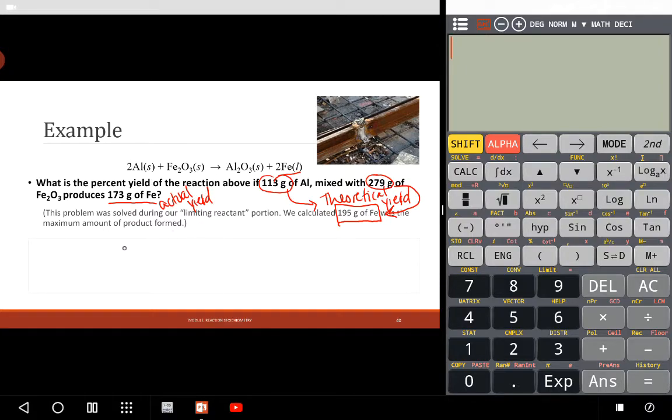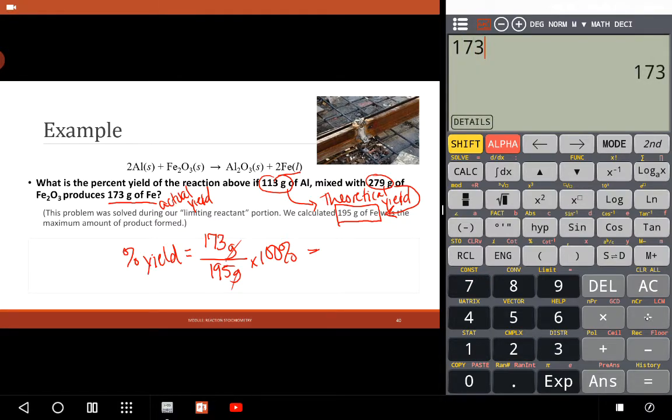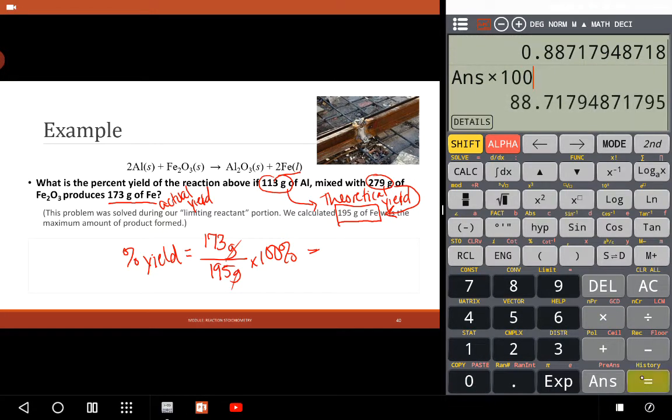So to calculate our percent yield, we have to do 173 grams divided by 195 grams, and then turn that into a percentage. The grams will cancel, and so that's 173 divided by 195. And that gives us a decimal. Then we have to turn that into a percentage by multiplying by 100. And so that is equal to 88.7%. I needed 3 sig figs.